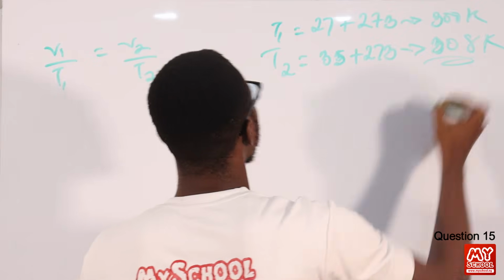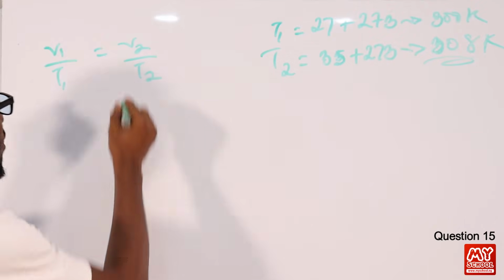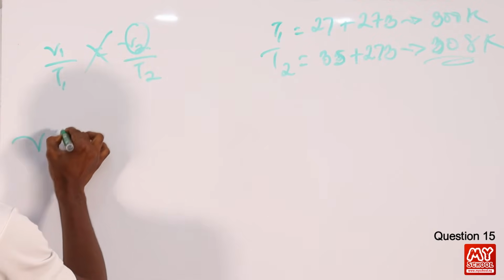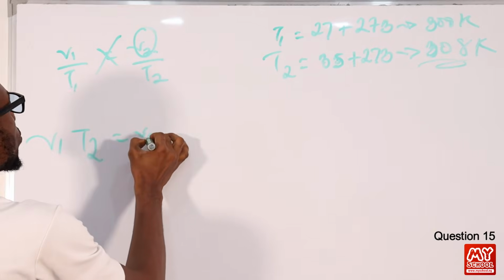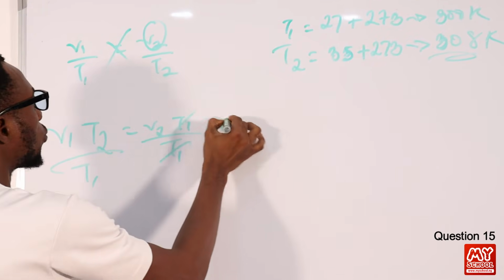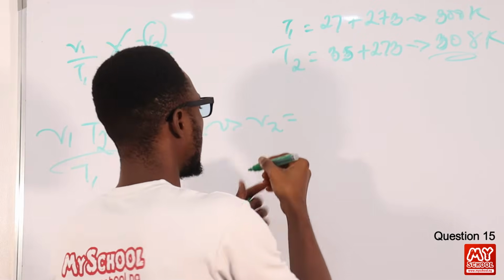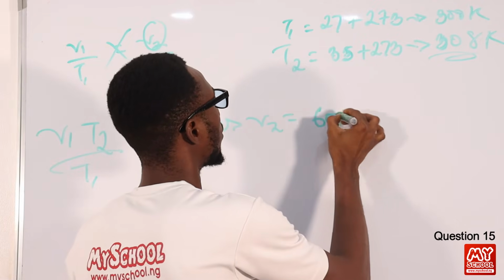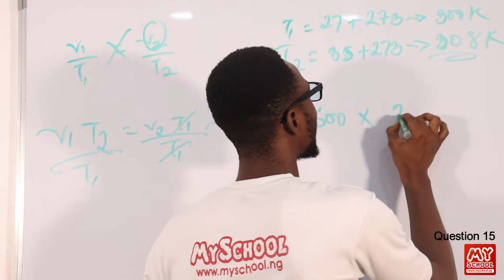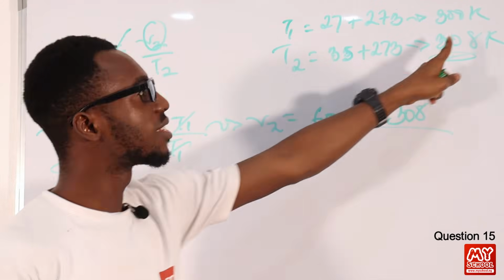So the first volume is 600. Let's plug in these values. We are looking for V2. Cross multiplying, I have V1 T2 equals V2 T1. Dividing both sides by T1, V2 equals V1, which is 600, times T2, which is 308, over T1, which is 300.